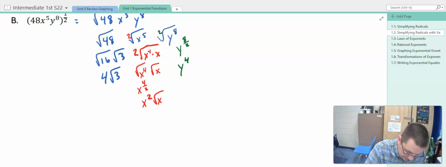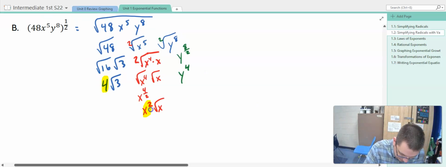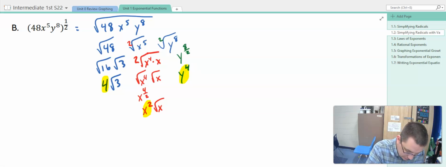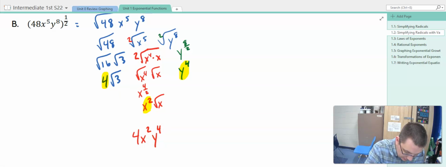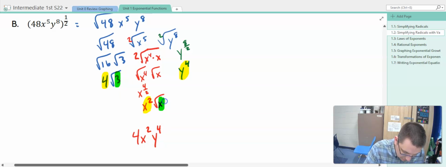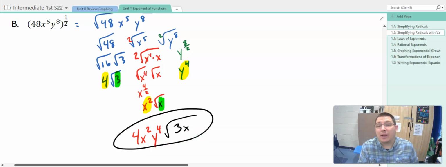And so let's see those pieces. We've got a 4, we've got an x squared, and a y to the 4th. So we're going to have 4x squared y to the 4th. And the pieces under the radical, we've got the square root of 3x. So this would be our simplified answer here.